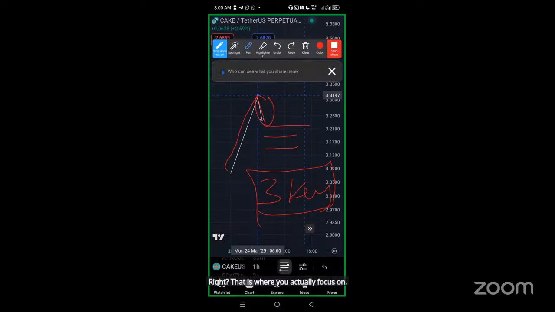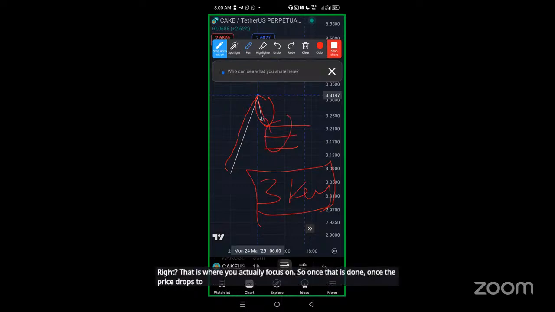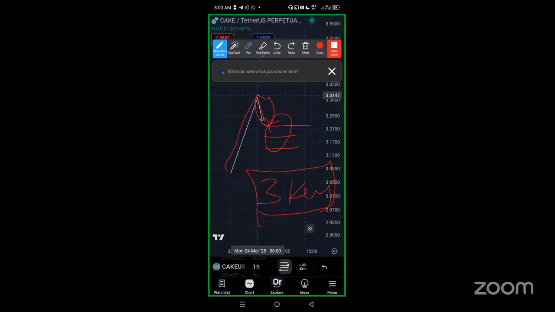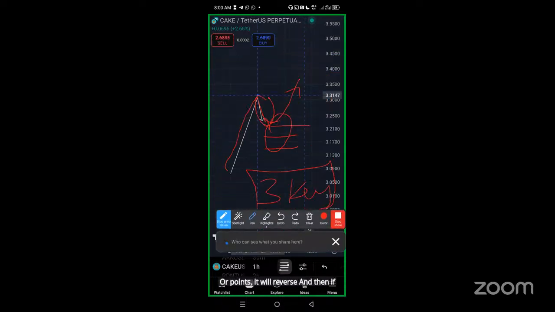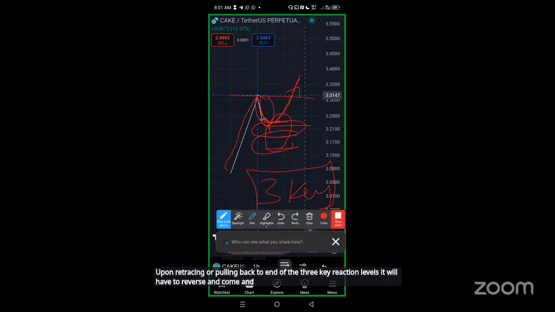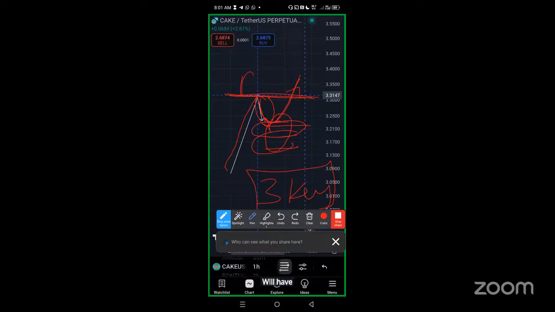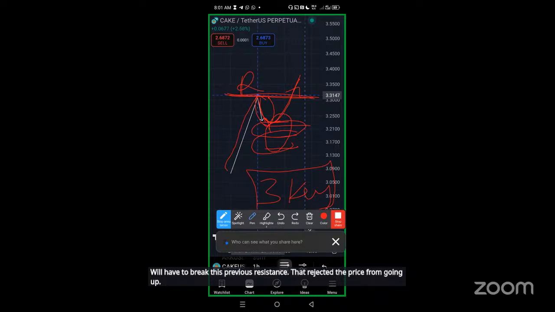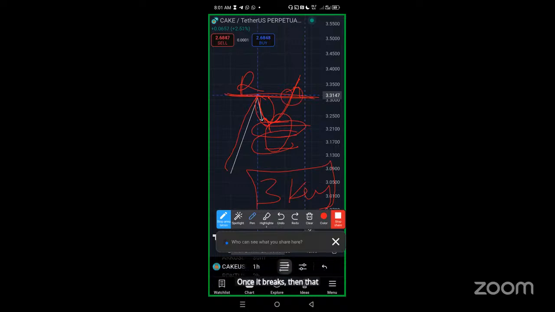So once the price drops to any of those three key price reversal areas or points, it will reverse. And if it is continuing in an uptrend, upon retracing or pulling back to any of those three key reaction levels, it will have to reverse and break structure. It will have to break this previous resistance that rejected the price from going up. Once it breaks, that means this is another continuation of the trend.